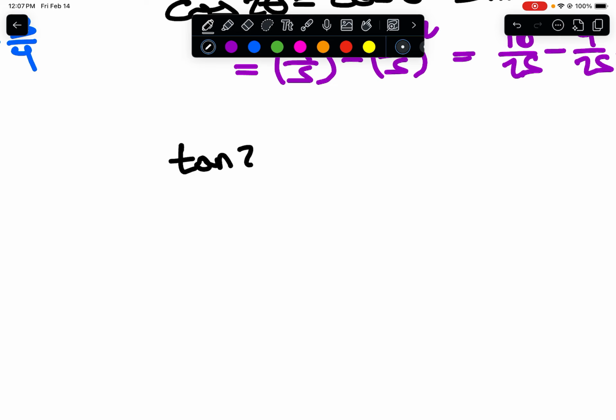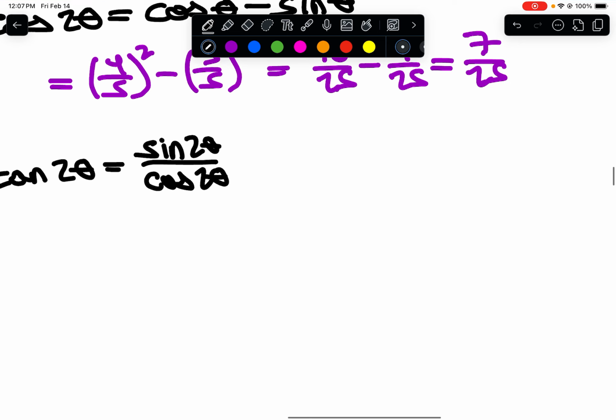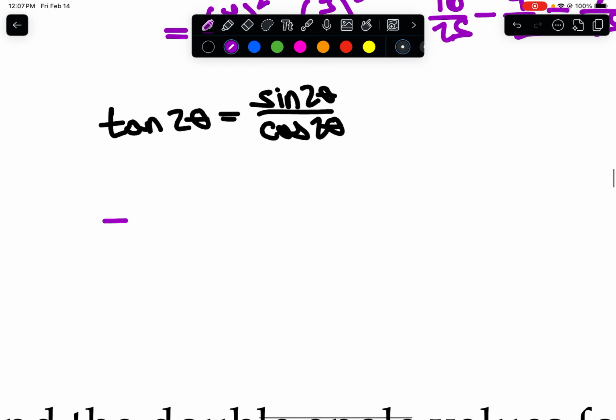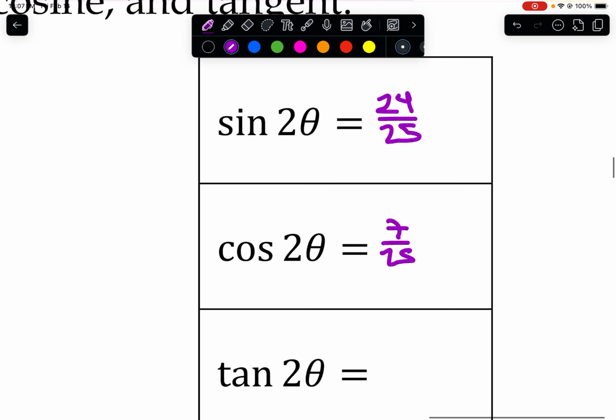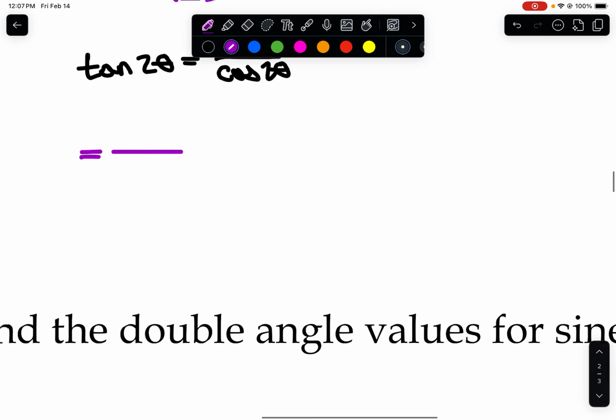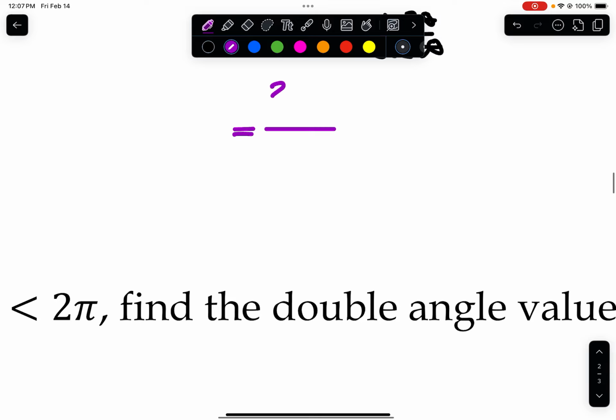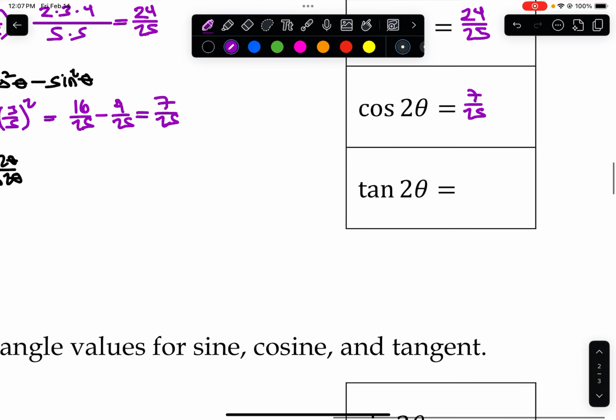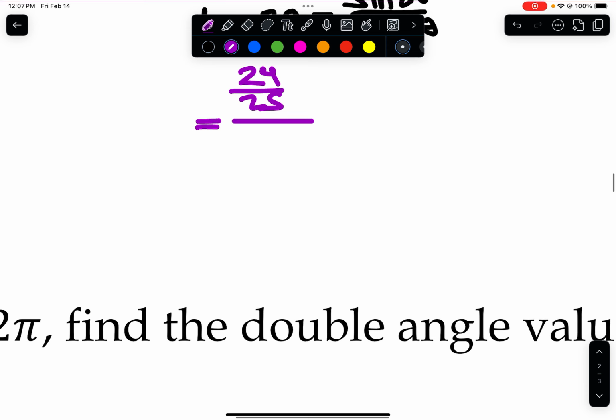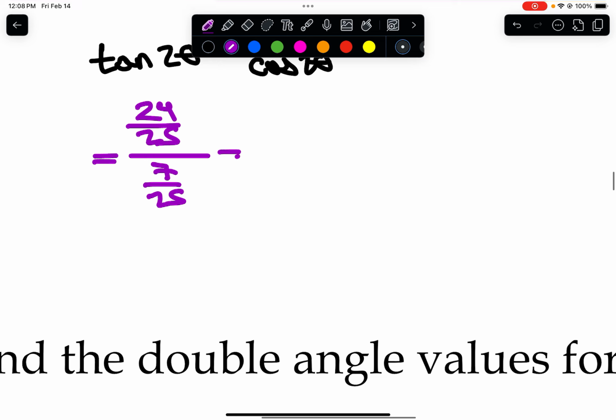So I'm going to show you tangent of 2 theta is equal to the double angle value for sine theta over the double angle value for cosine theta. So what's going to happen is I'm going to write the sine value, which we already have in the answer, so I have 24 over 25. And then that's going to be over the double angle for cosine, which is 7 over 25. So I'm just going to simplify this ratio.